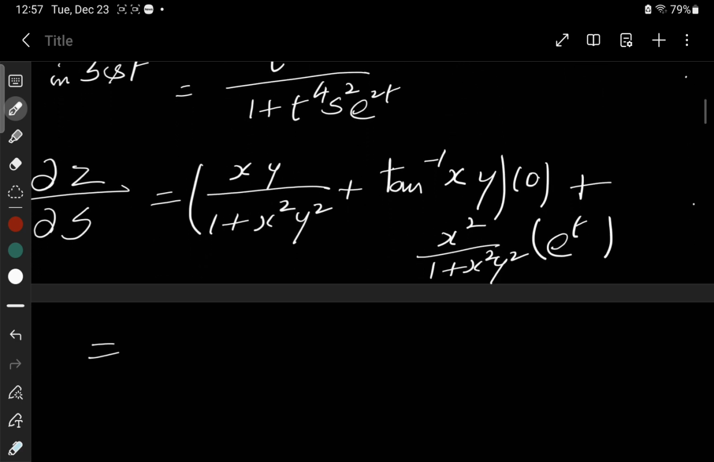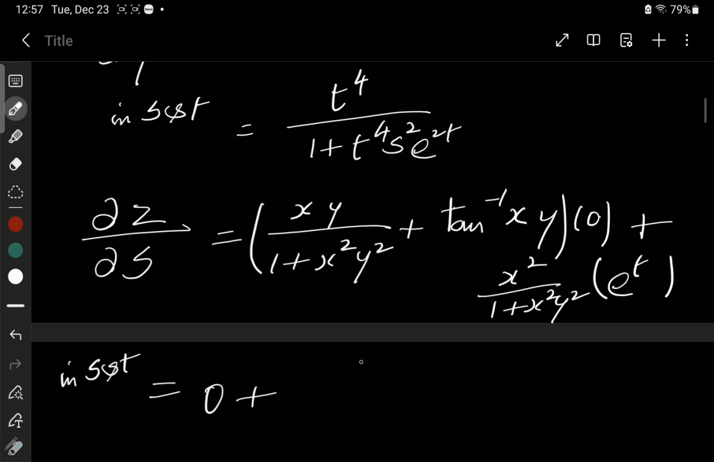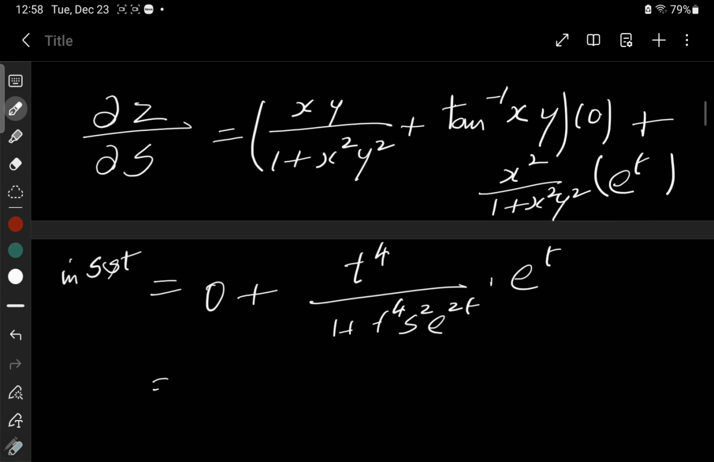So now this is in terms of t. Now I replace s and t, but this is 0, and 0 times anything you will get 0. First term 0. For the second term, you write x squared t power 4 divided by 1 plus t power 4 s squared e power 2t into e power t. Now, this value is dou z by dou s in terms of s and t.